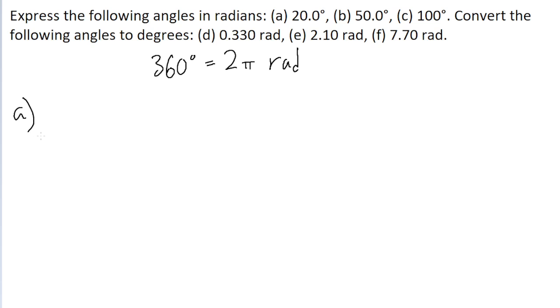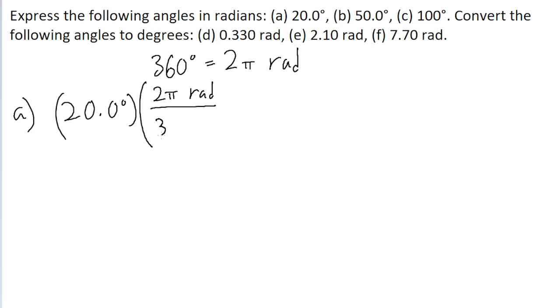For part A, we have 20 degrees. So we'll just use a basic chain link conversion to convert this from degrees into radians. We'll set it up like a fraction as we would with a typical chain link conversion. So we put 2 pi radians, we put the unit with radians in the numerator because that's the unit we're converting to, and then we put the degrees in the denominator since that's the unit we're canceling out. So 2 pi radians divided by 360 degrees.